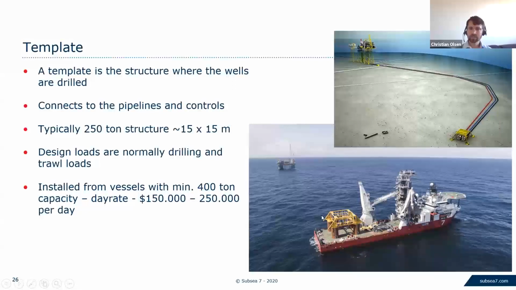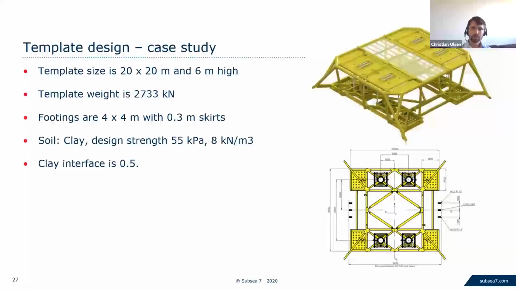So if these are installed in soft clays, they will have what's called a suction anchor on. And if they're installed in sand, they'll have smaller skirt type structures. So these vessels need to have a crane capacity of around 400 tons, and then the day rate for these boats is typically between $150,000 to $250,000 per day, in that range. So it's a lot of money that's used to install these structures.